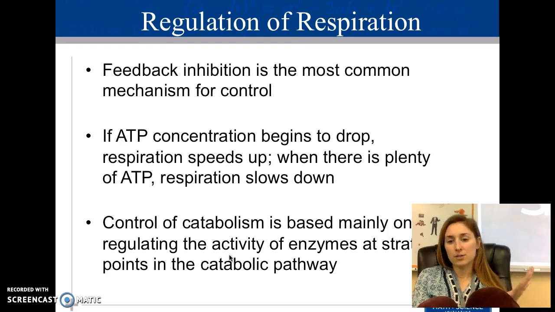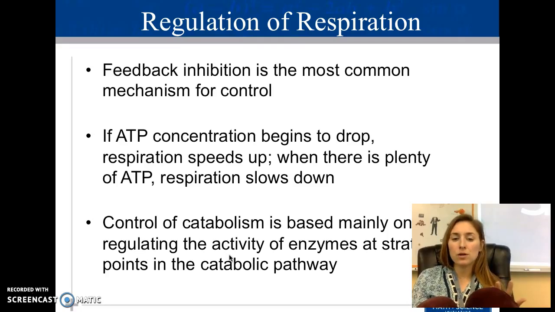The regulation of respiration. So I need oxygen, right, to get the maximum amount of energy. I use a homeostatic feedback system, which basically tells me that if I'm starting to drop below a certain amount of ATP, my respiration speeds up. When there's plenty of ATP, my breathing will slow down. It's why you start breathing heavily when you are working out. It's when your breath really slows down when you're sleeping.